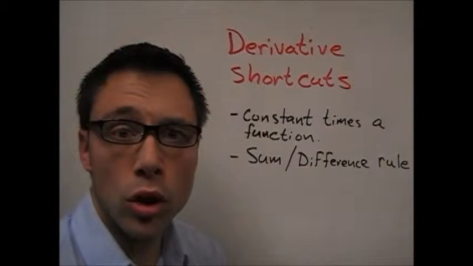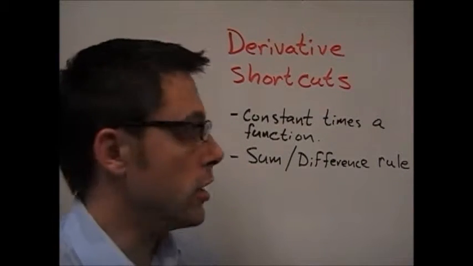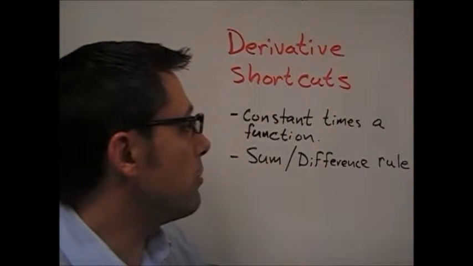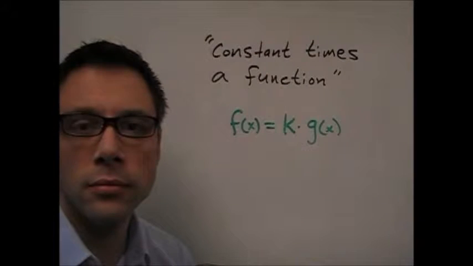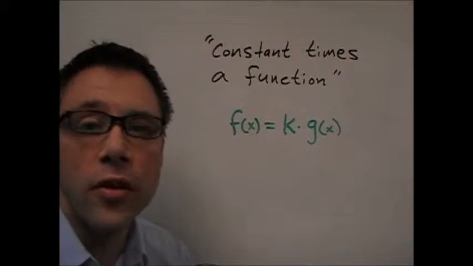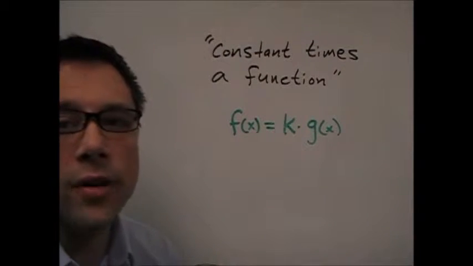In this video, we'll look at more derivative shortcuts. That is, constant multiplied by a function, there's a rule for that, and the sum difference rule. The first shortcut rule we'll talk about is very straightforward. It's the constant times a function.